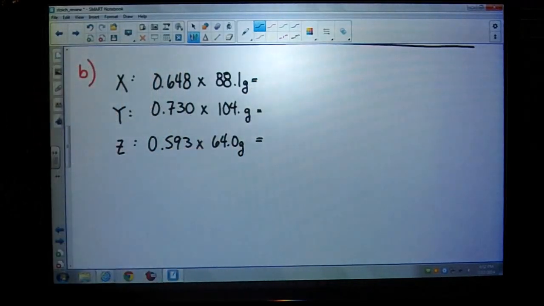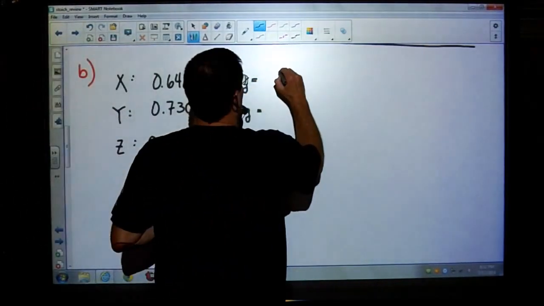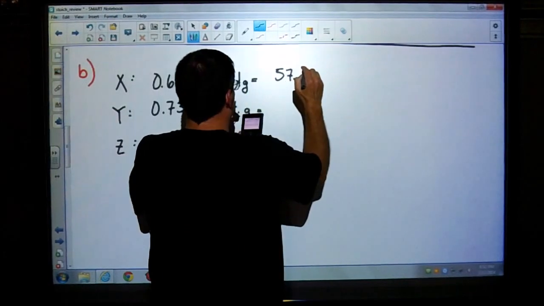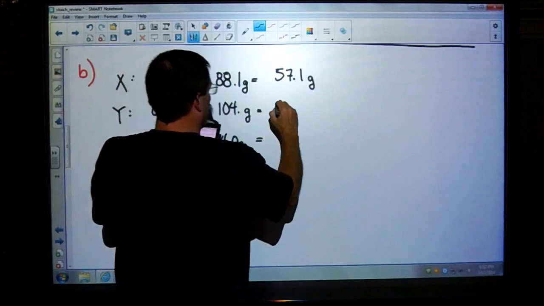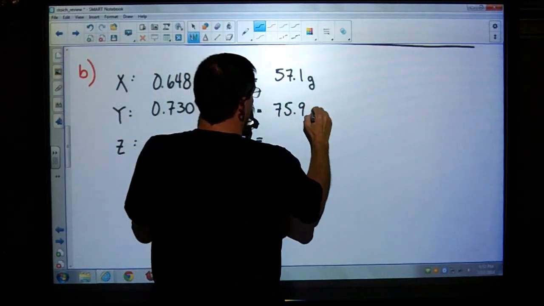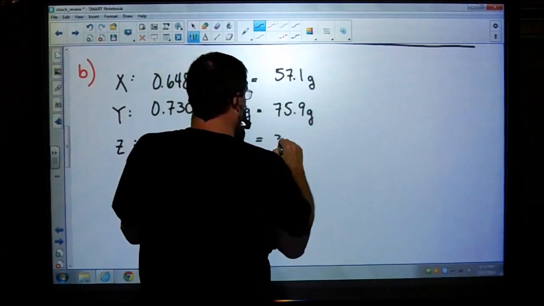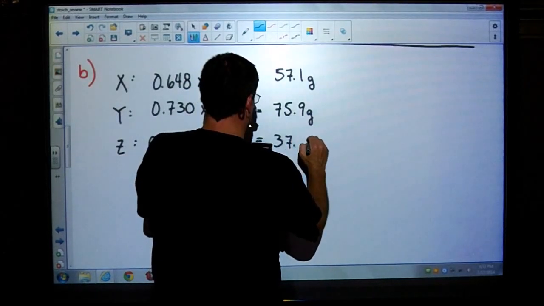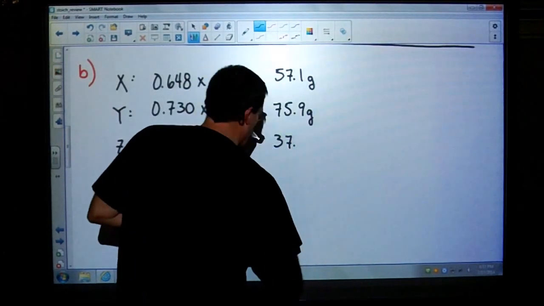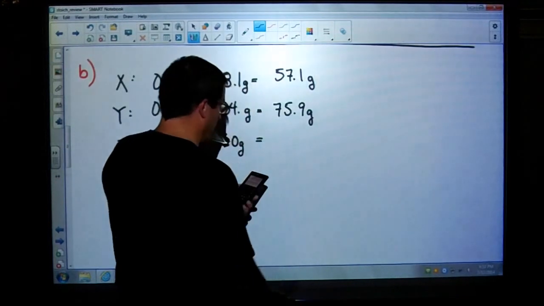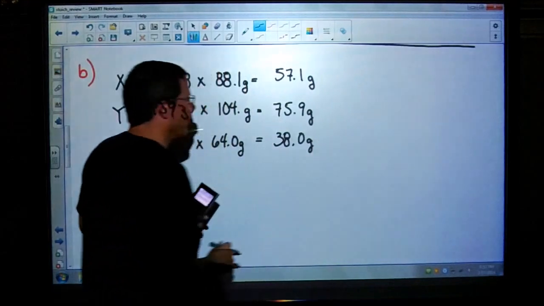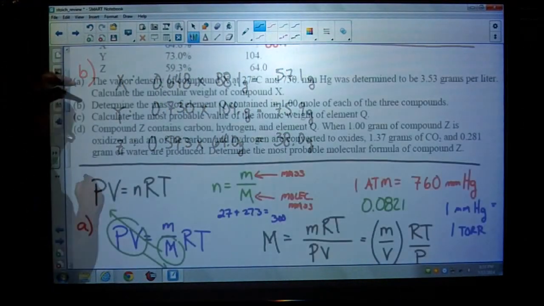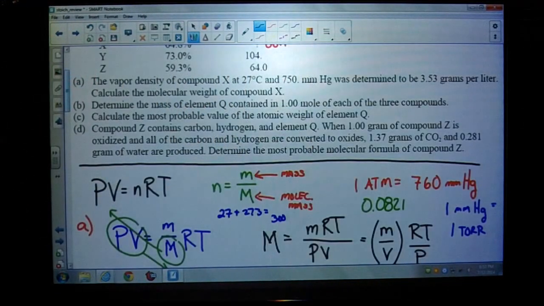And let's get some numbers. All right. And I got 57.1. And this one was 75.9, and this one was 37 point, I'll say 38. My calculator says 37.952. Okay, so there is part B, the most probable value of the atomic weight of element Q.